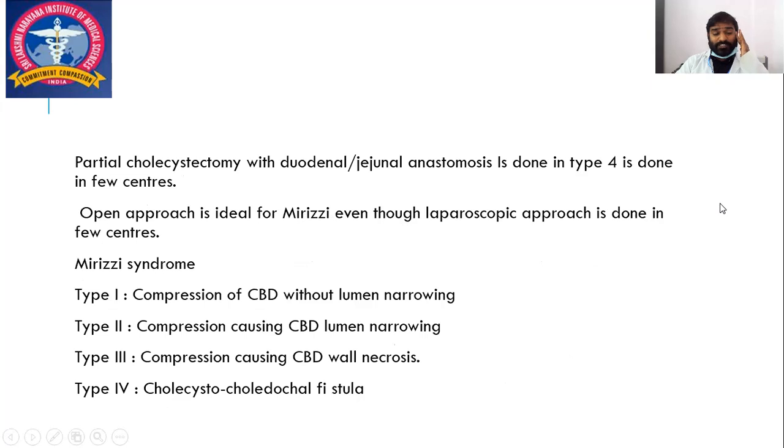There are 4 types of Mirizzi syndrome. Type 1, compression of the CBD without narrowing of the CBD. And type 2, there is compression and there is CBD lumen narrowing. And type 3, compression causing CBD wall necrosis.